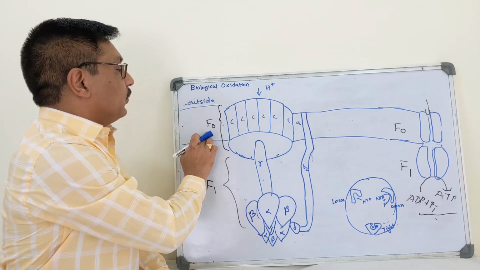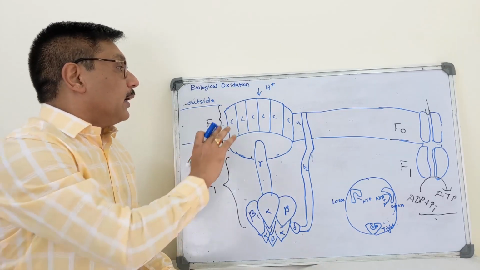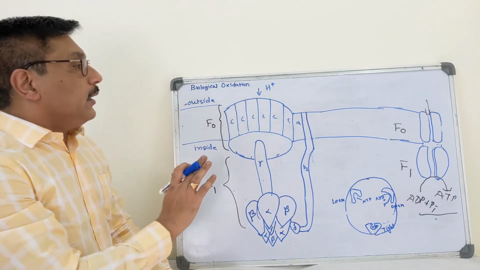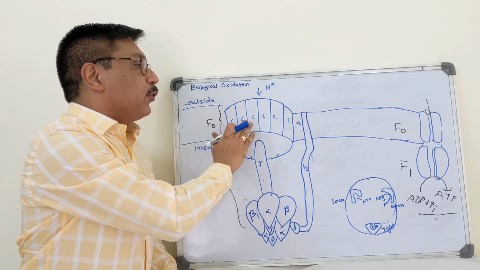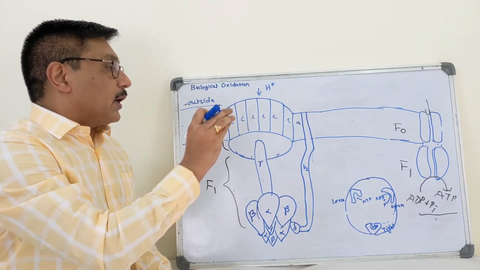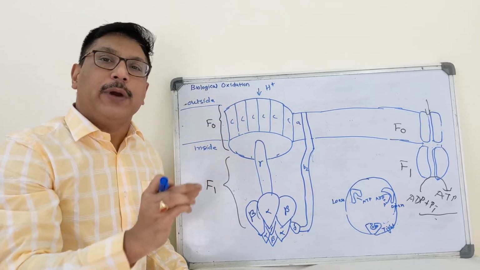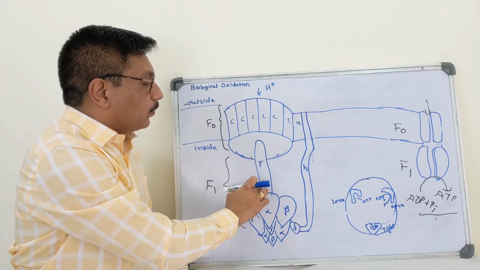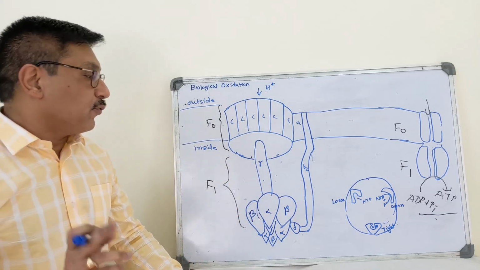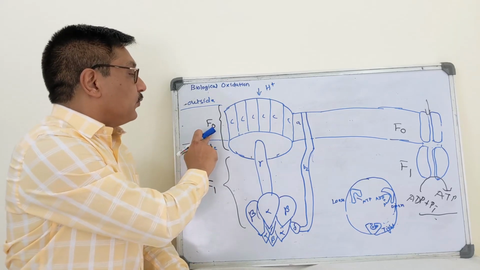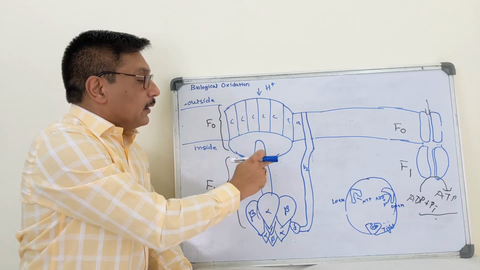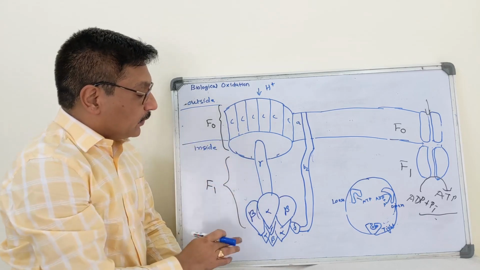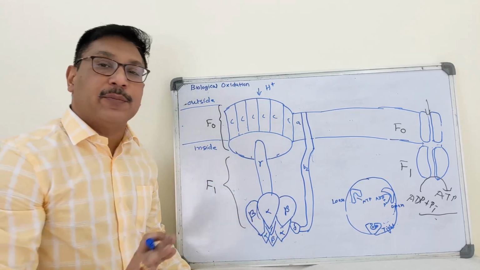So the FO subunit is lying inside the inner mitochondrial membrane. It consists of a chain of C proteins, and it is a channel for protons to enter. Attached to this FO subunit is the gamma subunit of the F1 complex. So there is the FO complex and the F1 complex. In this F1 complex, there is a gamma subunit, an epsilon subunit, and 3 alpha and 3 beta subunits.